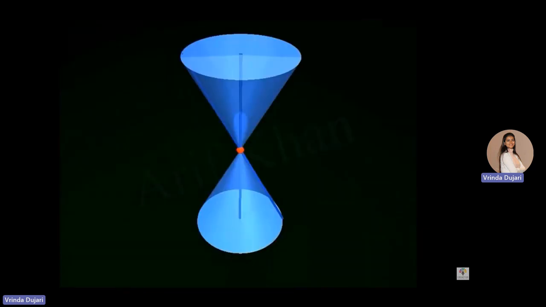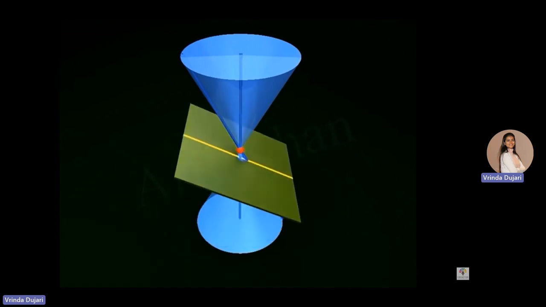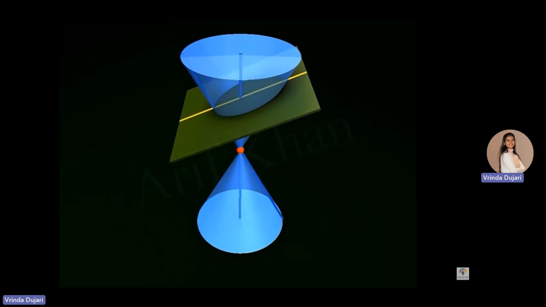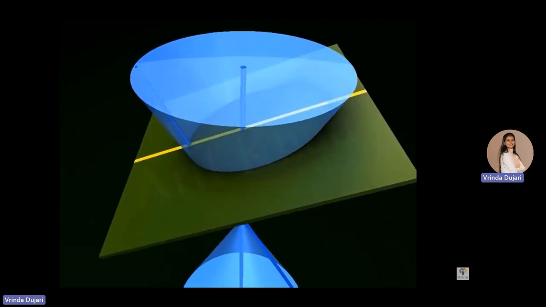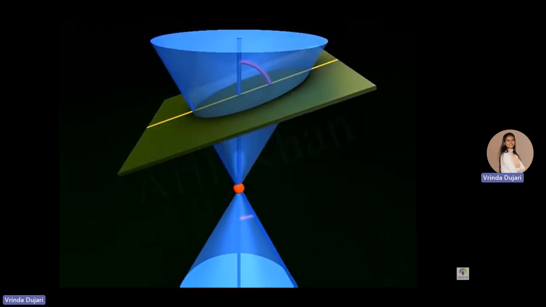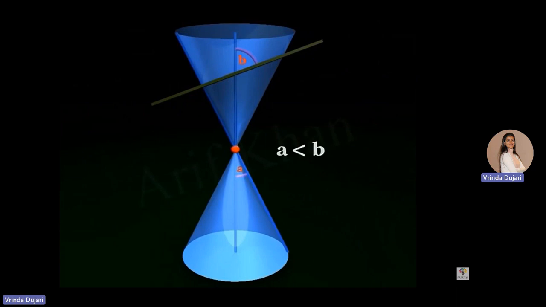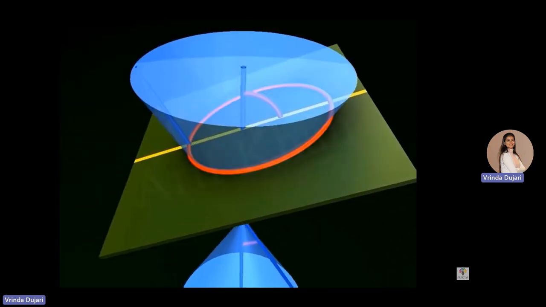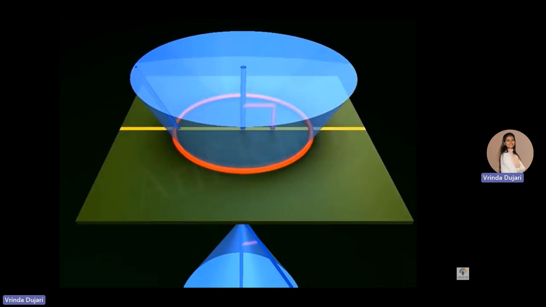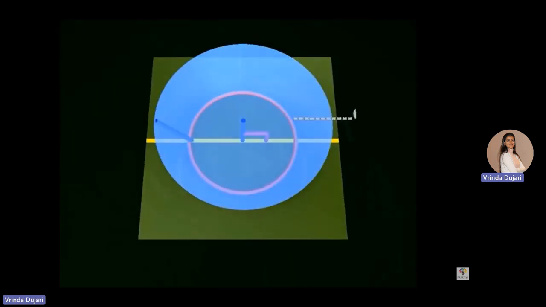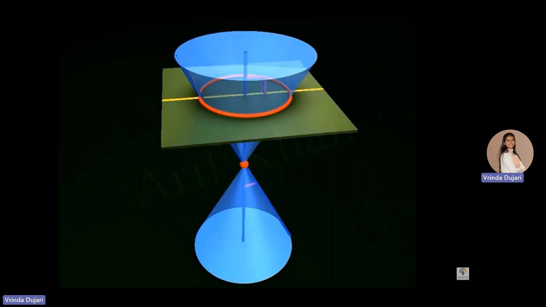Ellipse. When the plane intersects the double right circular cone in such a way that the angle between the plane and the axis is greater than the vertex angle, we get a closed curve called an ellipse. When the plane is perpendicular to the axis, the ellipse becomes a circle. Thus, a circle is a special type of ellipse. Parabola.